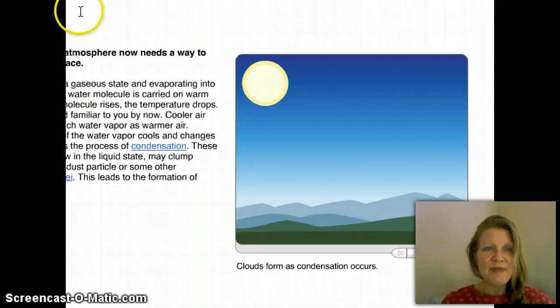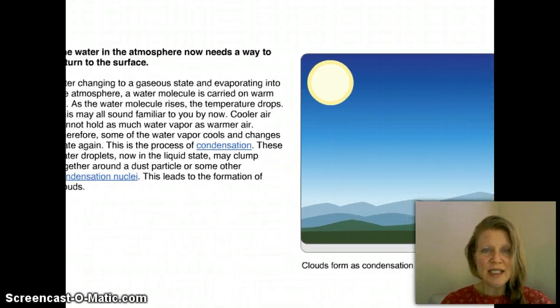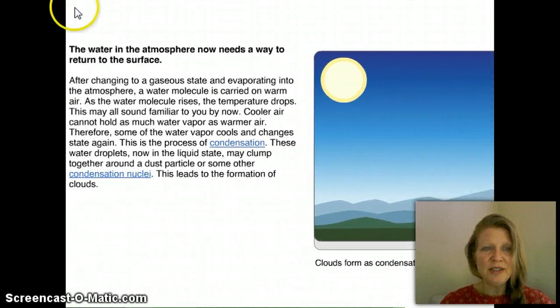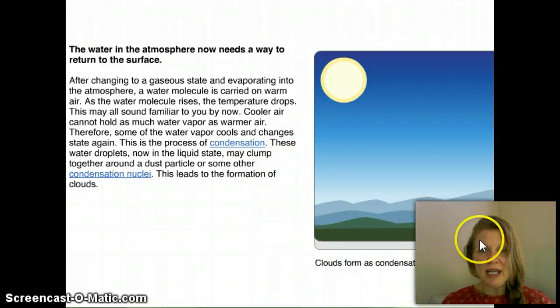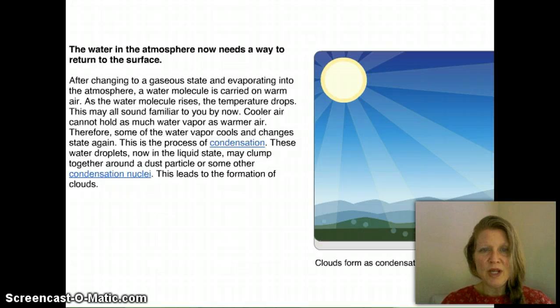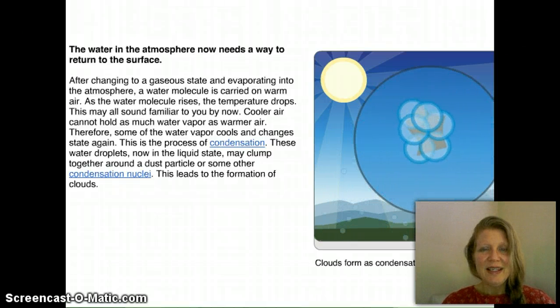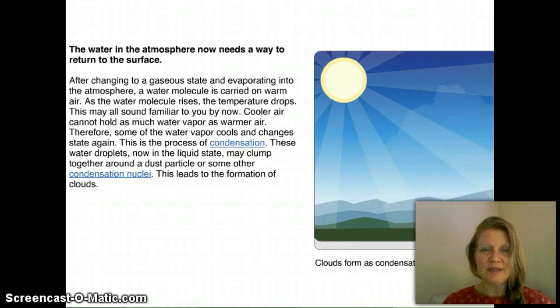Now, water in the atmosphere needs to return to the surface of the Earth, and you're going to be reviewing that in this portion of your lesson, where you're discussing how condensation occurs, how condensation nuclei help form clouds, the role of the sun in the evaporative process of the water cycle, and how clouds form as the condensation occurs.